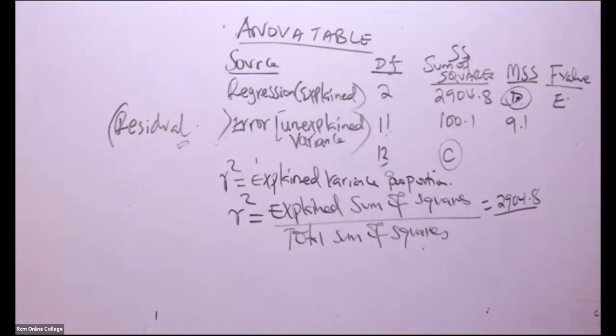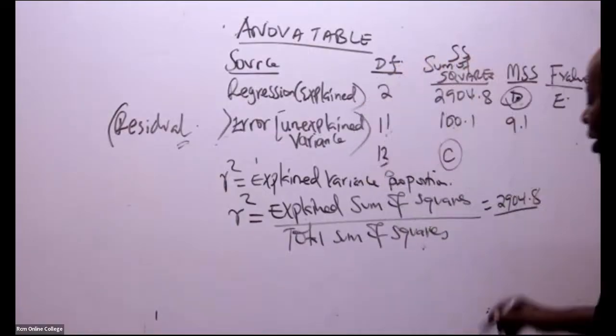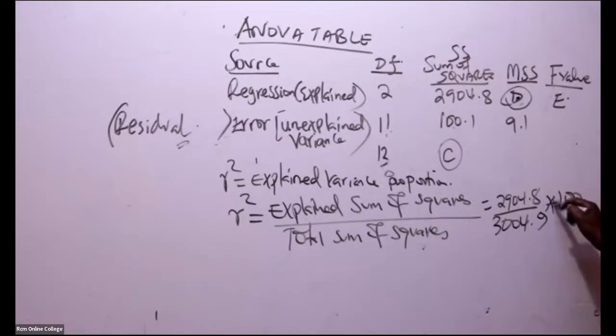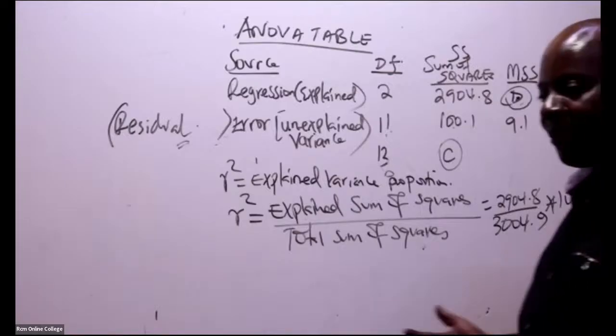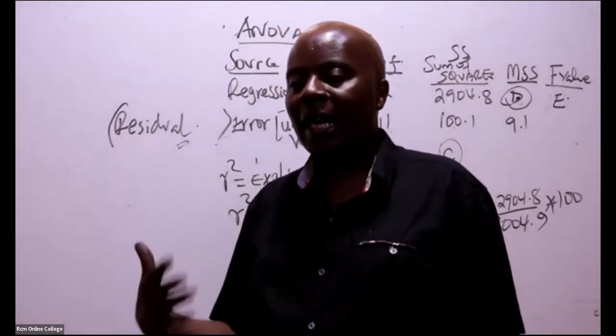So, total sum of squares, is there somebody who can remind me this before I go back to what this student is asking? 3,004.9. So whatever answer you get, times 100. Could you kindly give me this answer? The higher it is, the better, because in this case, ladies and gentlemen, we would want to have higher explanations.